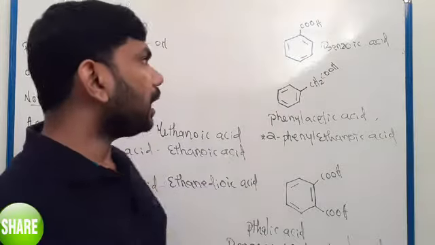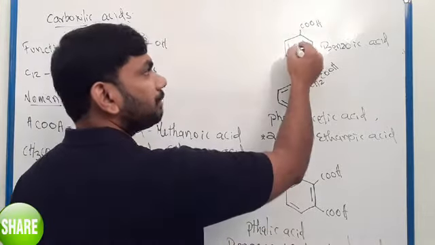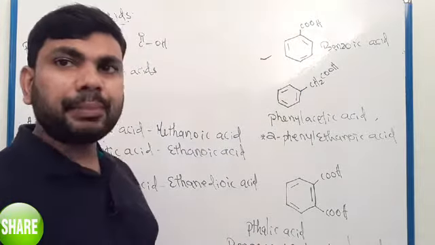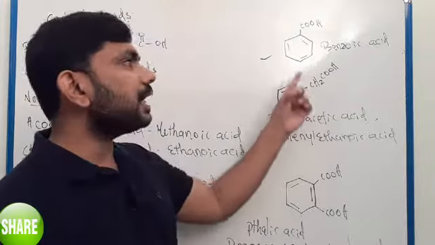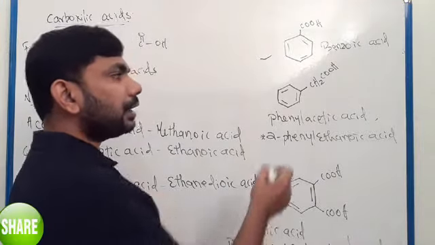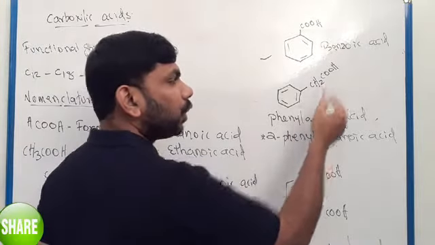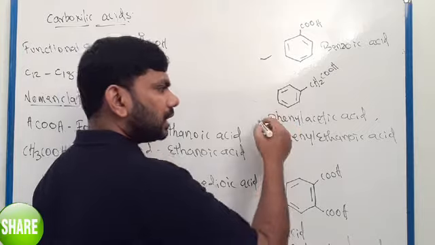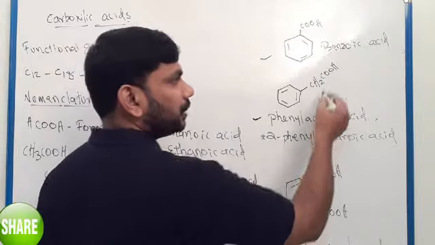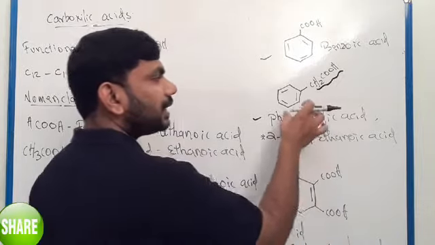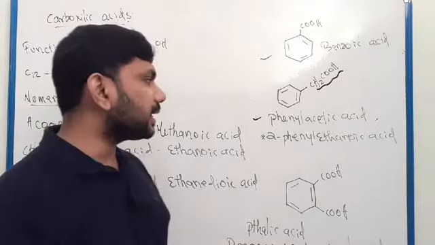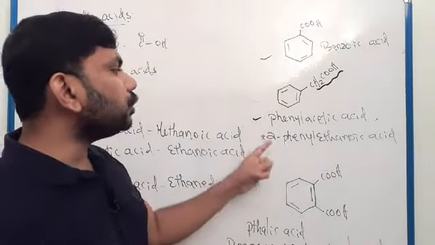Clear? And here is another one: benzene ring on the top, COOH, benzoic acid. The common name and IUPAC name of this acid is benzoic acid. And here, benzene ring with CH2COOH. Its common name is phenyl acetic acid. We know this is acetic acid, and here it is phenyl acetic acid.